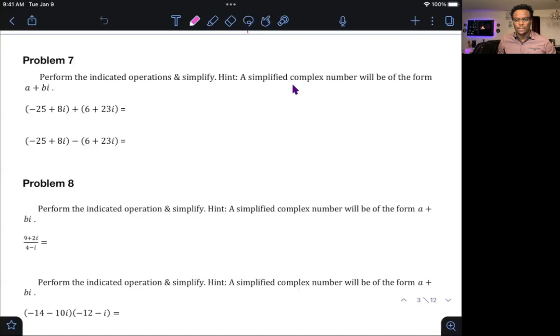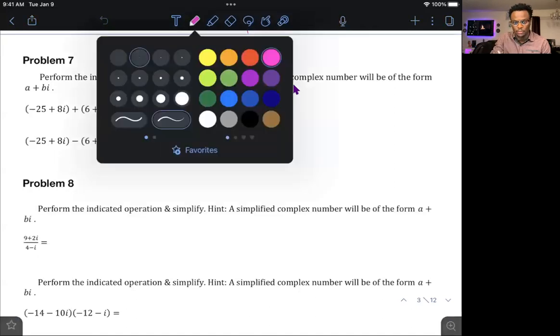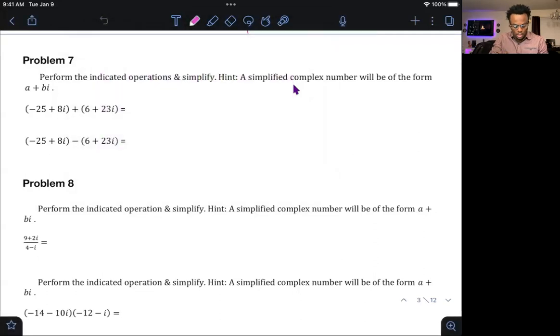Okay, problem 7, we're going to perform some operations on complex numbers. This should not be too difficult for anyone. The problem says perform the indicated operations and simplify.